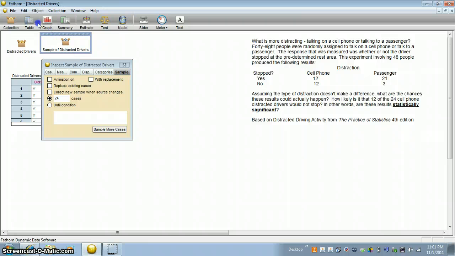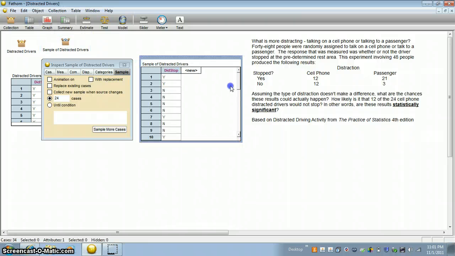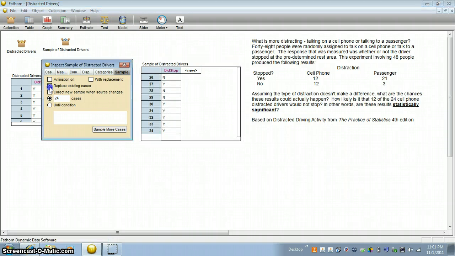And you might say, well, is there really 24 there? Well, here we have 24 yeses and no's, except I did not replace the existing cases. Let's try this again. There we go, 24, 24, and so on. So we have 24 yeses and no's here. We want to count how many times no's occurred. How many times did we get a no?